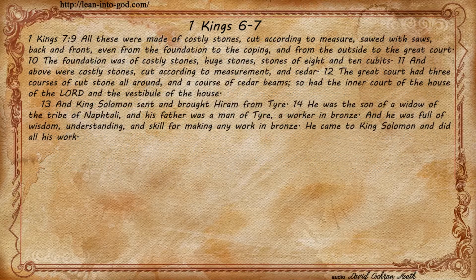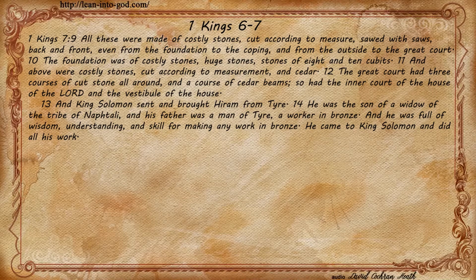All these were made of costly stones, cut according to measure, sawed with saws, back and front, even from the foundation to the coping, and from the outside to the great court. The foundation was of costly stones, huge stones, stones of 8 and 10 cubits, and above were costly stones cut according to measurement and cedar. The great court had 3 courses of cut stone all around, and a course of cedar beams. So had the inner court of the house of the Lord, and the vestibule of the house.